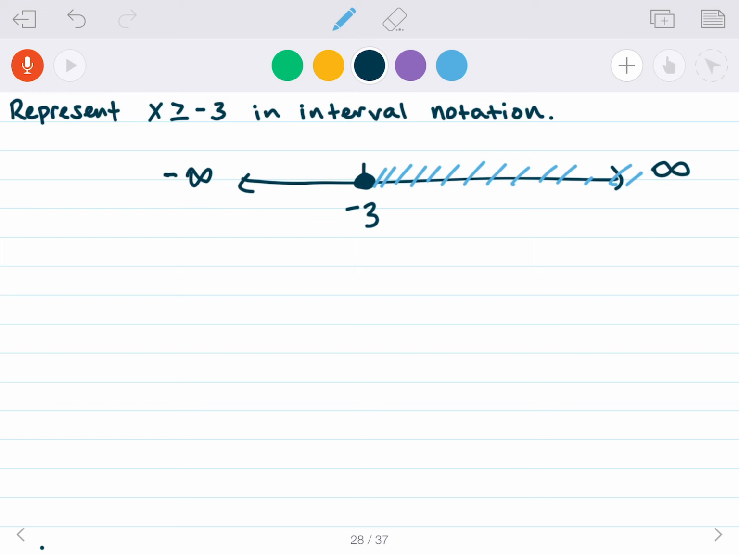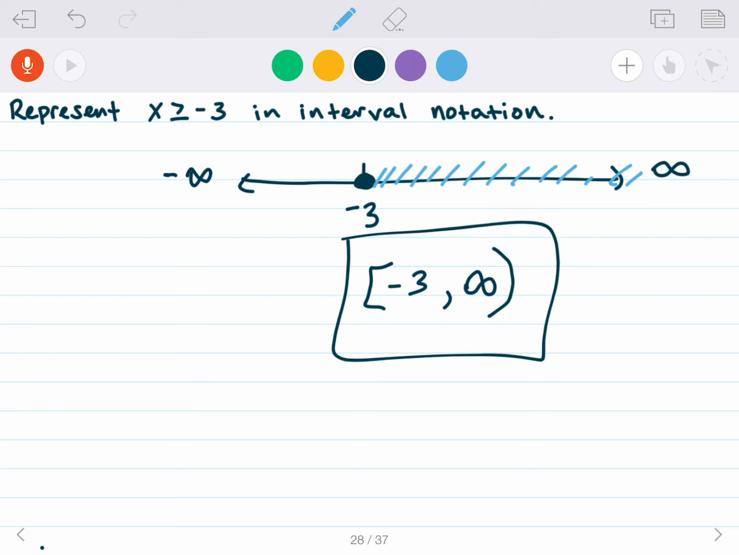Now, we start at -3, so -3 gets a bracket because we're including it. We're going all the way to infinity with my set. And I'm going to put a parenthesis there to indicate that we're dealing with infinity. So that's my answer in interval notation.